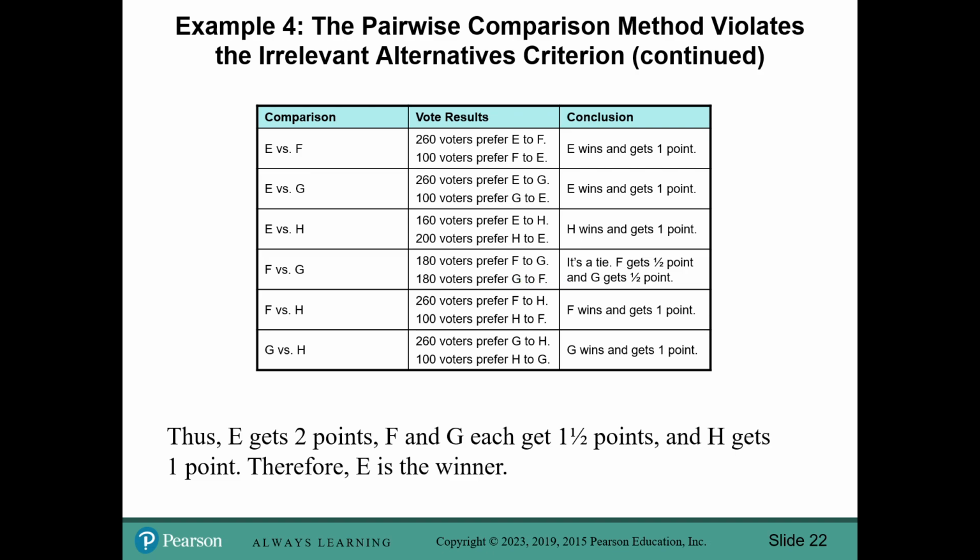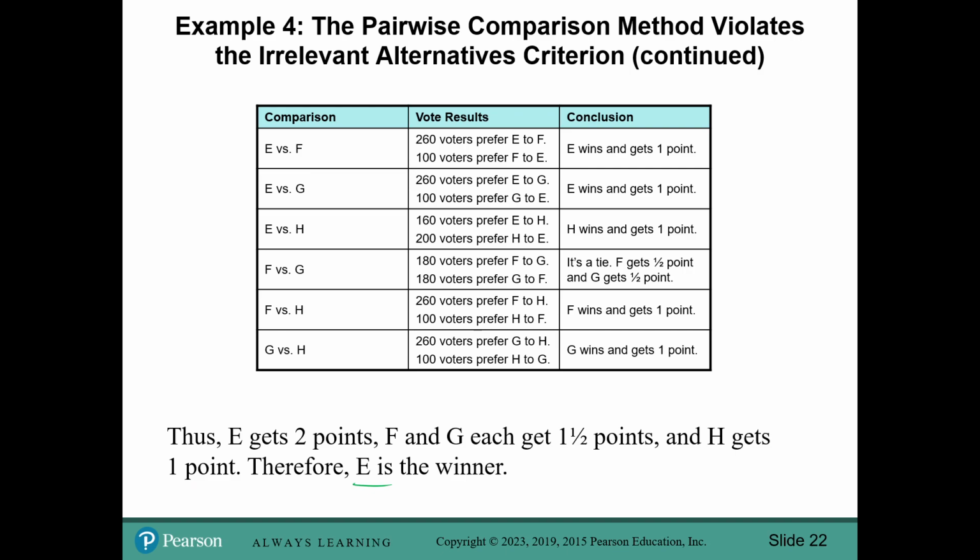Oh wow, we actually went up with a tie. Interesting. F versus H. 260 voters prefer F to H, 100 voters prefer H to F. F wins and gets 1 point. G versus H, we have 260 voters that prefer G to H, and 100 voters prefer H to G. G wins and gets 1 point. Thus, E gets 2 points, F and G get 1.5 points, and H gets 1 point. Therefore, E is the winner. So in our initial tally, using the pairwise comparison method, E is the winner.